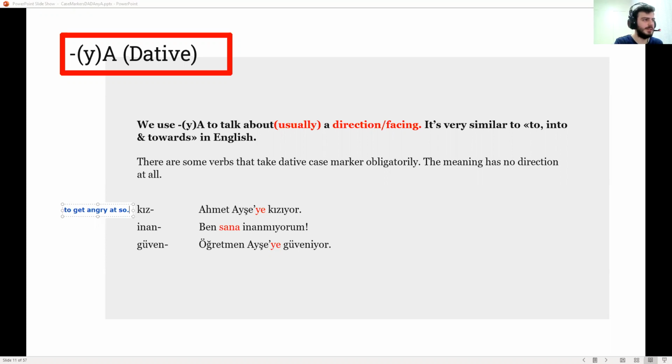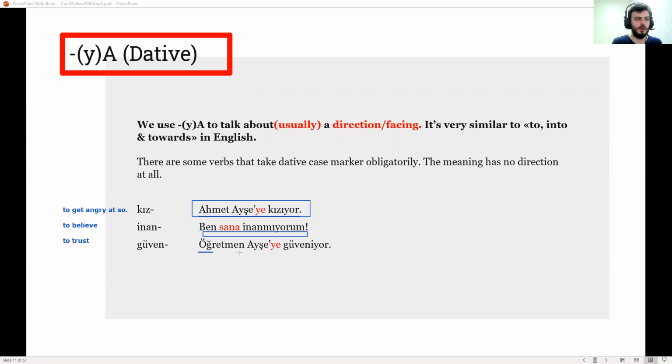İnanmak is to believe in someone, I believe, or at, I'm not sure. And then we have güvenmek, which is to trust. So when I use these verbs, even though there is no facing, even though there is no direction, we still have to use them with a dative case. And here, basically, I say, Ahmet Ayşe'ye kızıyor. Ahmet is probably shouting or getting angry at Ayşe. Ben sana inanmıyorum. I don't believe you, even though there is no to in the English translation. This is how we say, I don't believe to you, something like that.